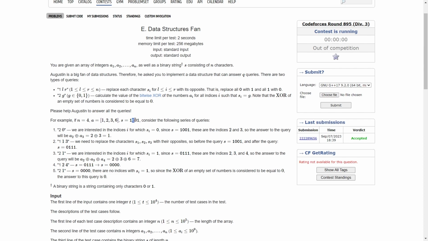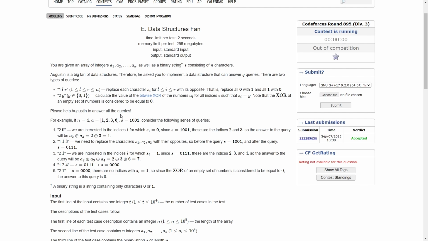Now you will see that the first index and the second index are marked with 0 positions. So if I make a query of type 2, 0, then I'll have to print the XOR of 2, 3, right? Because the characters corresponding to these positions are 0 in the string S. Now if my query would have been 2, 1, then I would have to print 1 XOR 6, because the corresponding character in S for these particular numbers is equal to 1.